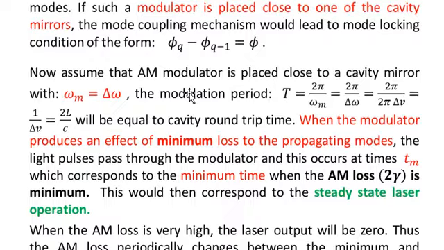Now assume that the AM modulator is placed close to one cavity mirror. So we are going to place our AM modulator close to one of the cavity mirrors. And you know that this is the condition that is necessary in order to do the phase locking. This condition is necessary for the sidebands due to the AM modulator to coincide with the Q minus 1th and Q plus 1th modes of the laser. If you want to set the phases according to this condition, then of course you need to set the phase of the modulator also.